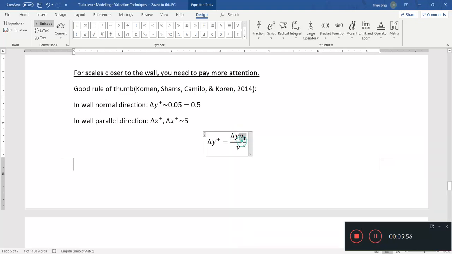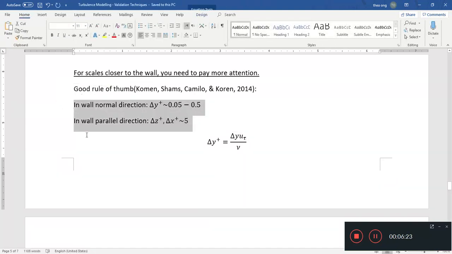And of course, it'll be good if you can have a general feel for your friction velocity, though it's a little bit difficult because you need to take into account the wall shear stress, and wall shear stress is a function of, let's say, the friction coefficient, and that itself is some other complicated function of the Reynolds number. So yeah, but near the wall you have to pay attention. It's based on wall units.